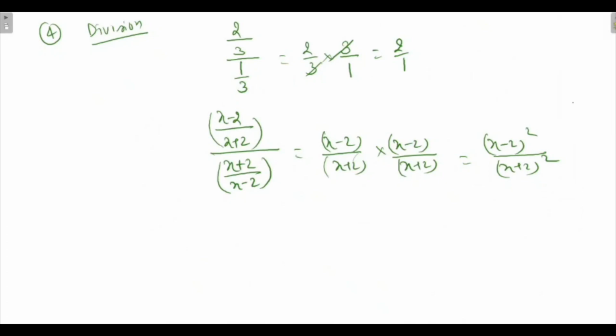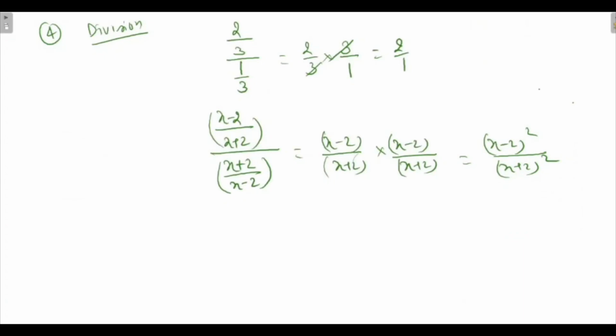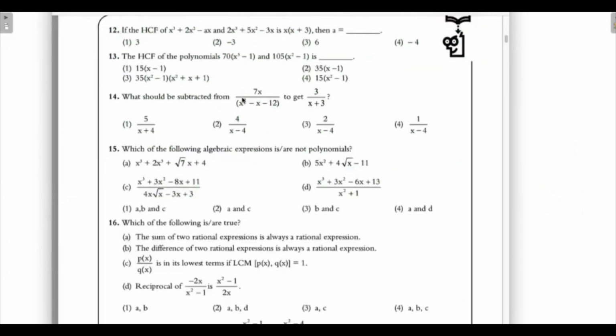Let's look at the questions again. What would be subtracted from this to get this? Is what they're asking. Okay, so let's understand this question. They are saying what should be subtracted from this?